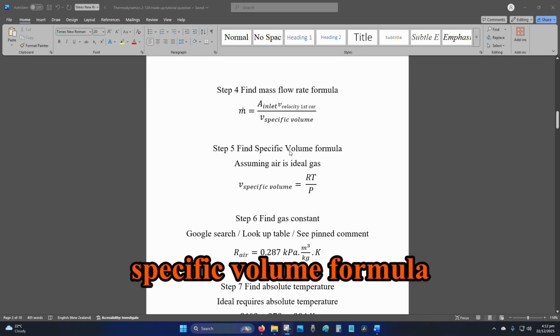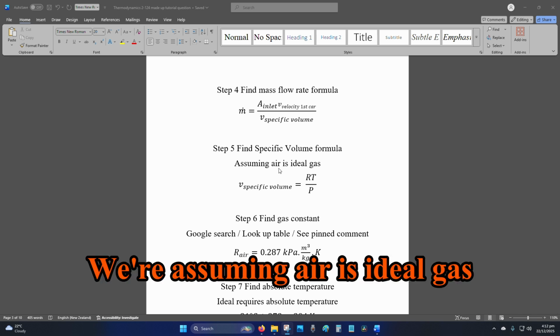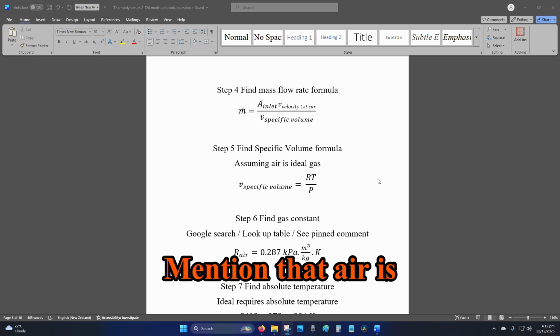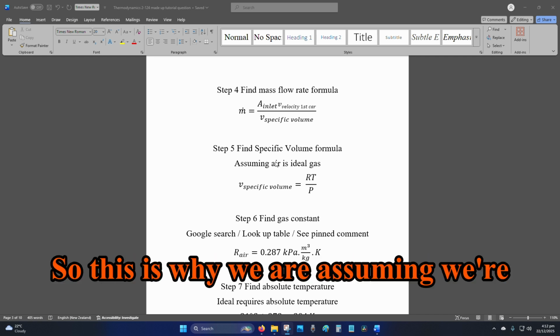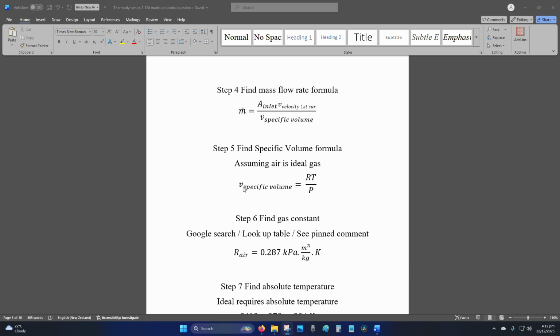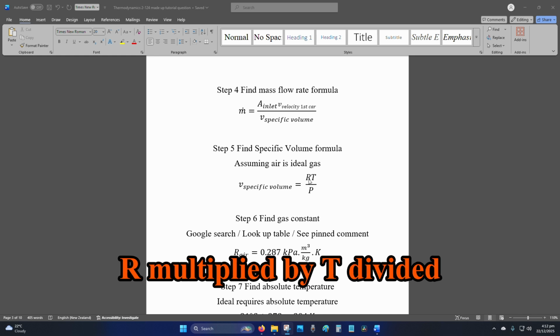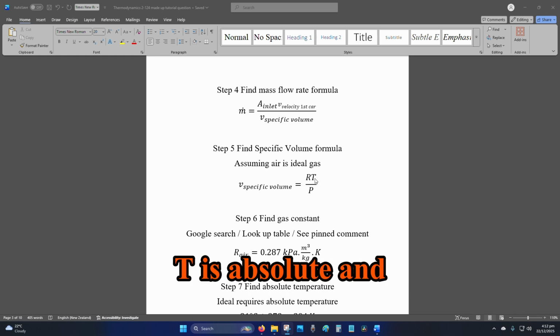Step 5, find the specific volume formula. We're assuming air is an ideal gas. In the question, they mention that air is flowing through the tunnel. So this is why we are assuming we're using the gas as air. So for the specific volume, it is R multiplied by T divided by P. R being the gas constant, T is absolute temperature, and P is just pressure.